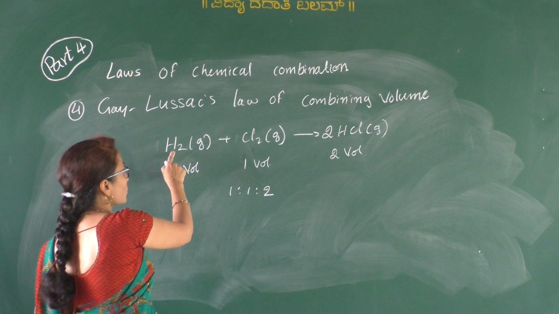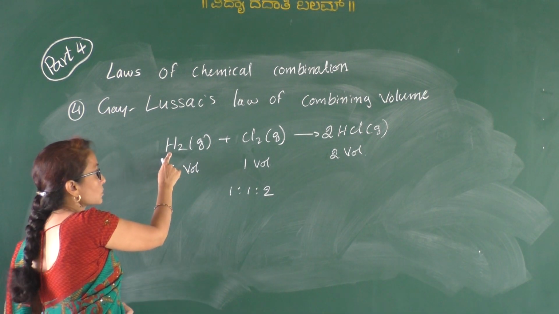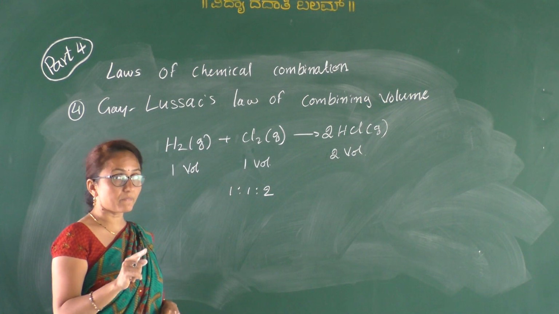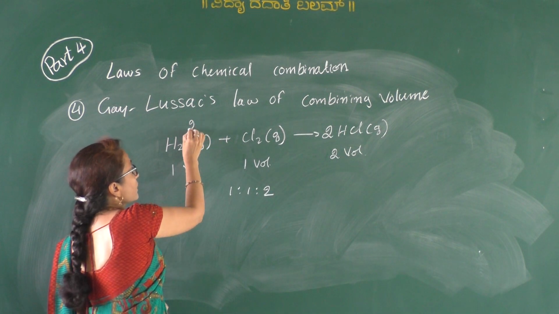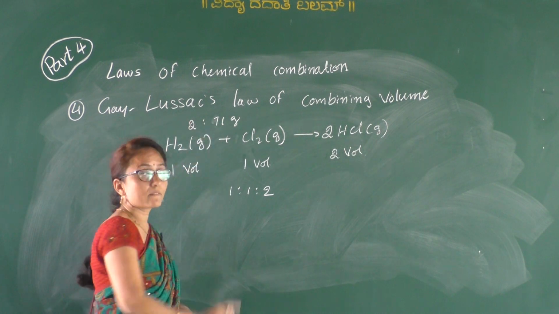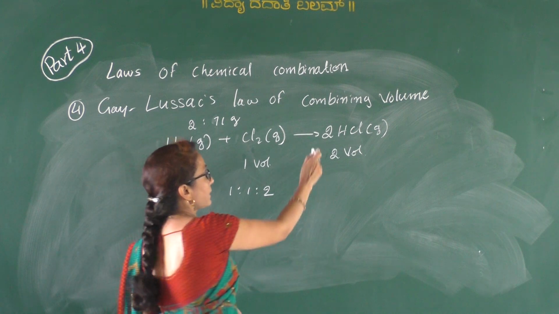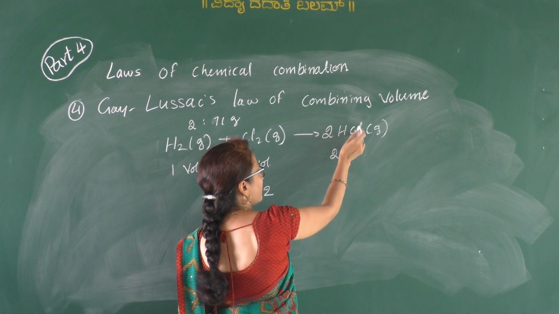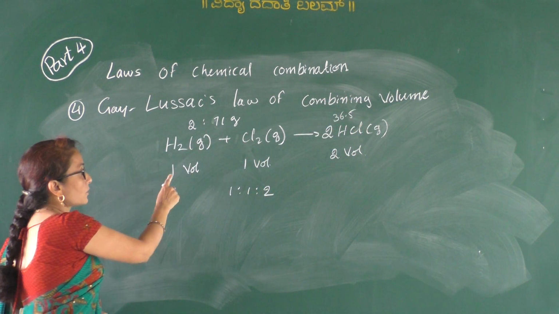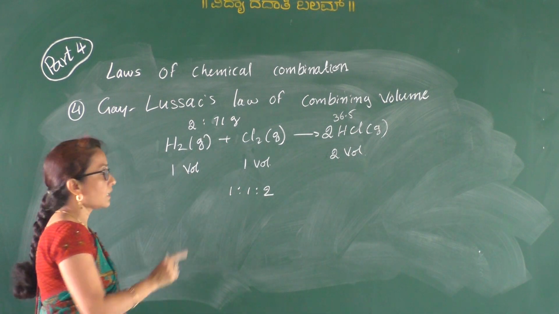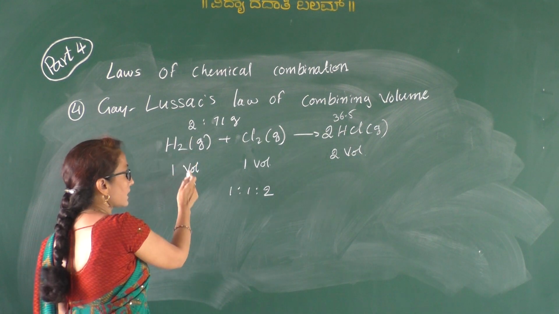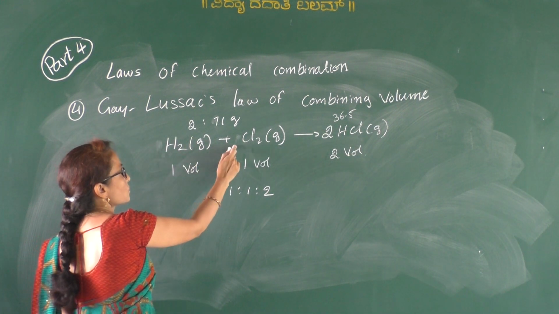Now here, hydrogen, if you take it in mass, is 2 grams, and chlorine is 35.5 into 2, which is 71 grams. So in mass, 2 grams combines with 71 grams of chlorine, so 2:71. And the product is hydrogen 1 plus 35.5, so 36.5. But we have to take it in volume. When taken in volume, it is the same as its stoichiometric coefficient. So if you take the ratio by volume, it is 1:1:2.